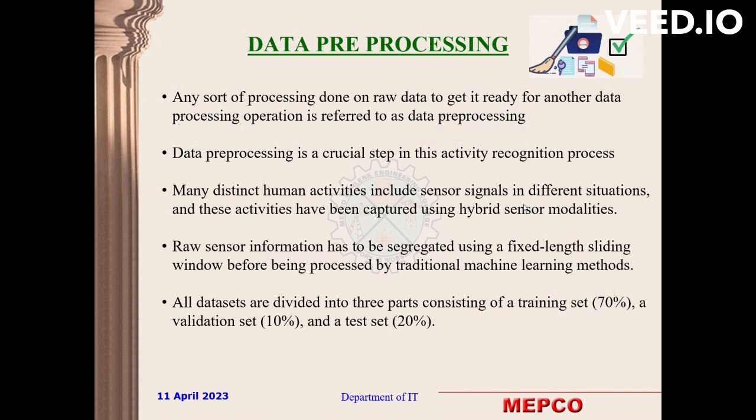Data pre-processing. Sometimes the data may contain missing values and null values. So first it is pre-processed and compressed in window size for easier processing of our model. That whole data is divided into 70% training data, 10% validation data, and 20% test data.